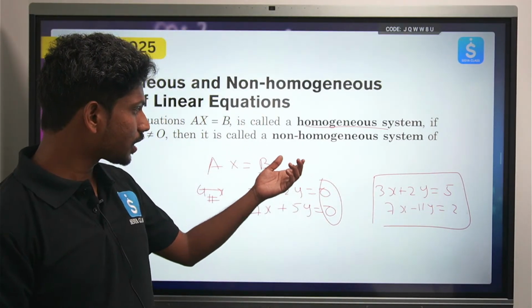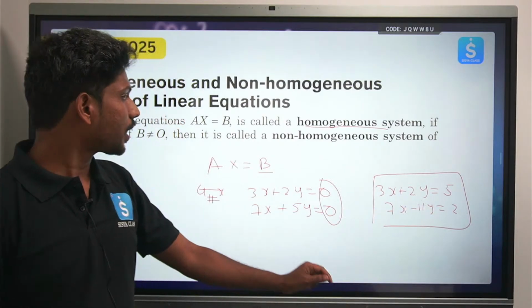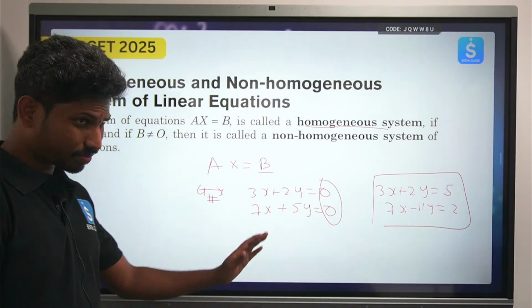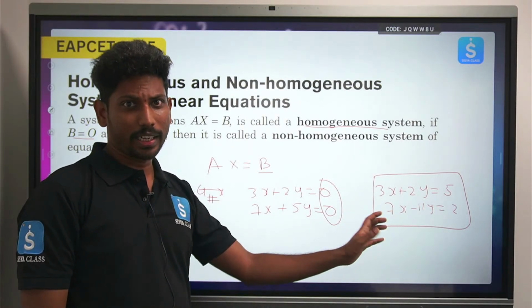Okay, so this is what the entire thing is. This is a homogeneous system of equations, the other one is a non-homogeneous system of equations. I hope it is clear and you have no doubts.